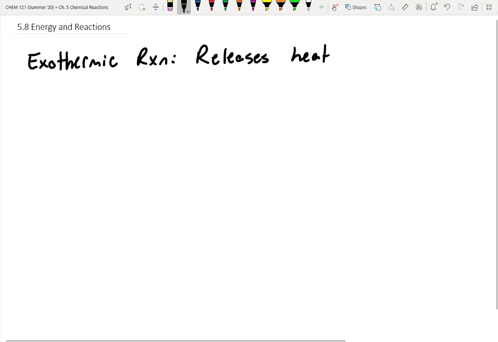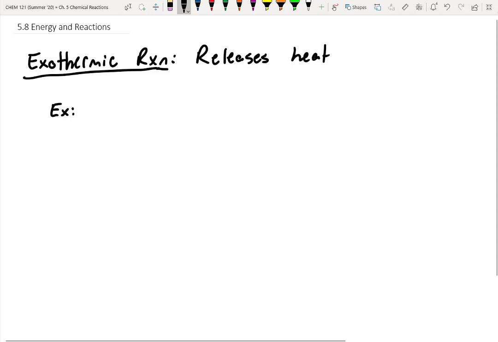And it's a pretty common reaction. A lot of reactions we know of release heat. One of my favorite ones, though, is when I go skiing, I take those little hand warmers with me. They're really nice on a cold day, but really all this is an exothermic reaction.